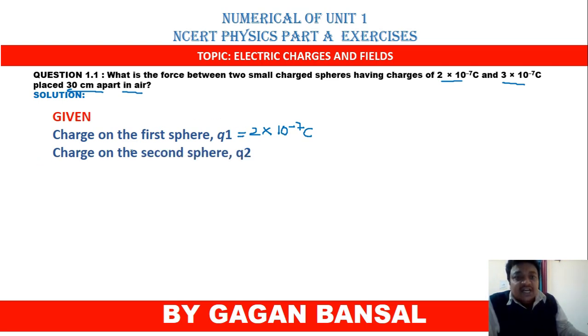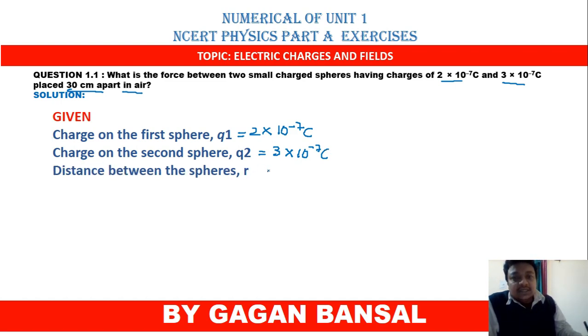Second, it is given that the charge on the second sphere, that is Q2, is 3 into 10 raised to the power minus 7 coulomb. Also it is given that the distance between the spheres, named small r, is 30 centimeters. In terms of meter, 100 centimeter equals 1 meter, so it is 30 upon 100, that is equals to 0.3 meter.